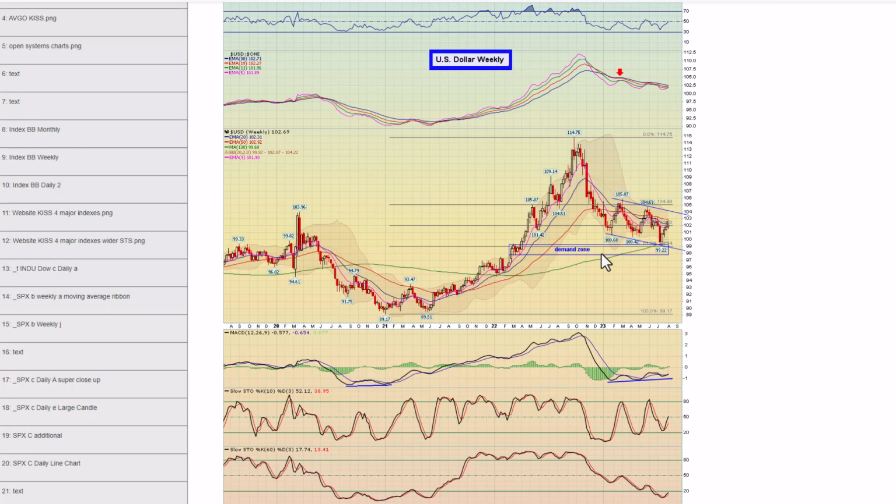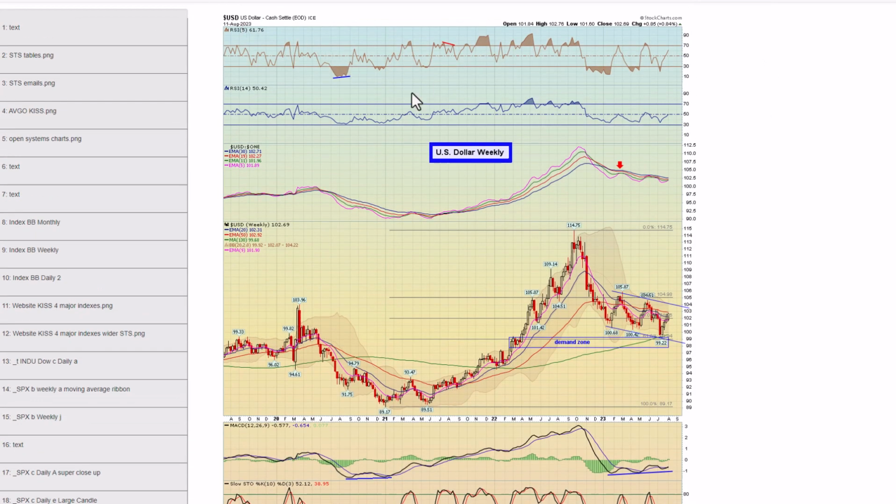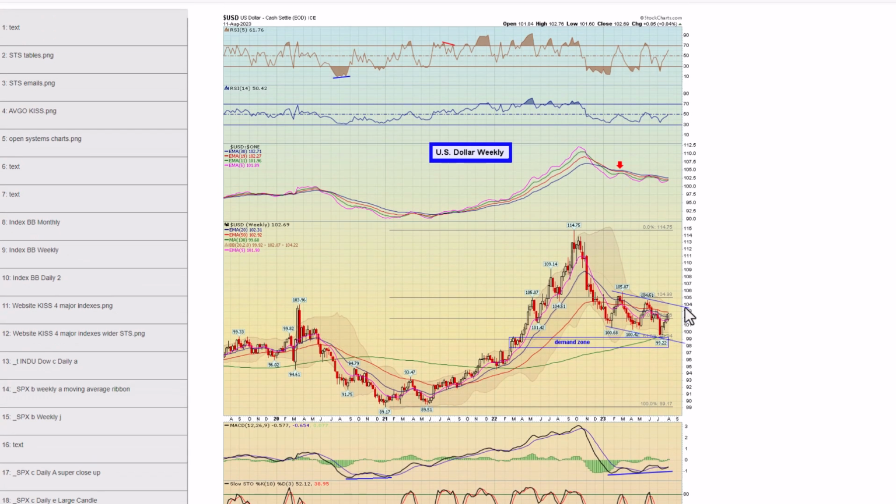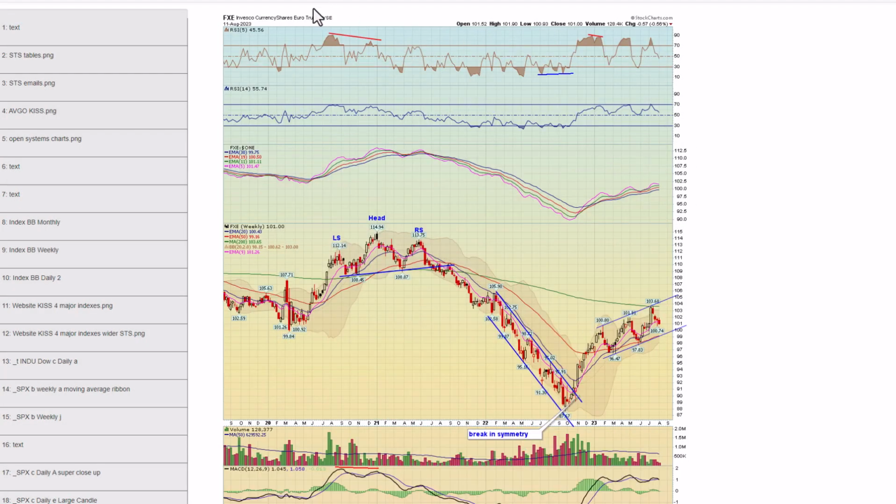Next. Chart number 102, here's the weekly version of the dollar. Again, the dollar's had a really nice rally off that 200-week moving average and demand zone. Positive divergence. Next. Chart number 103, FXE, that's the euro. Stalled at its 200-week moving average about a month ago.